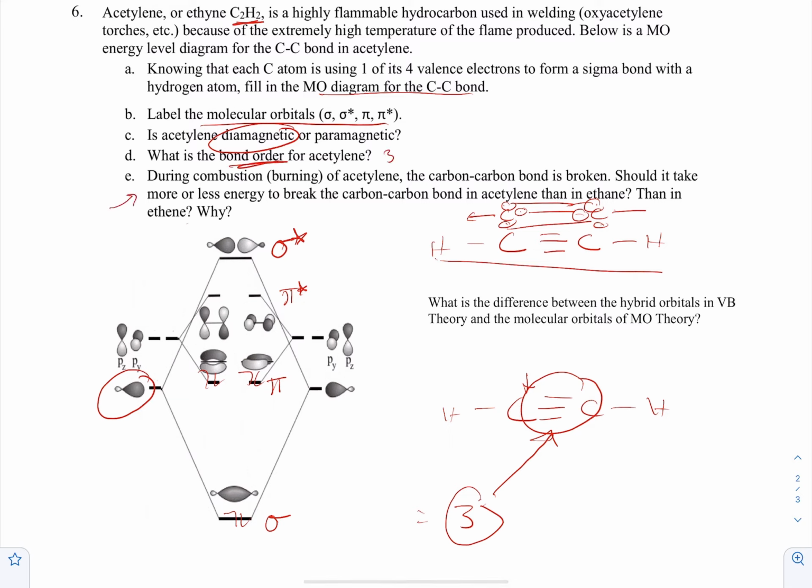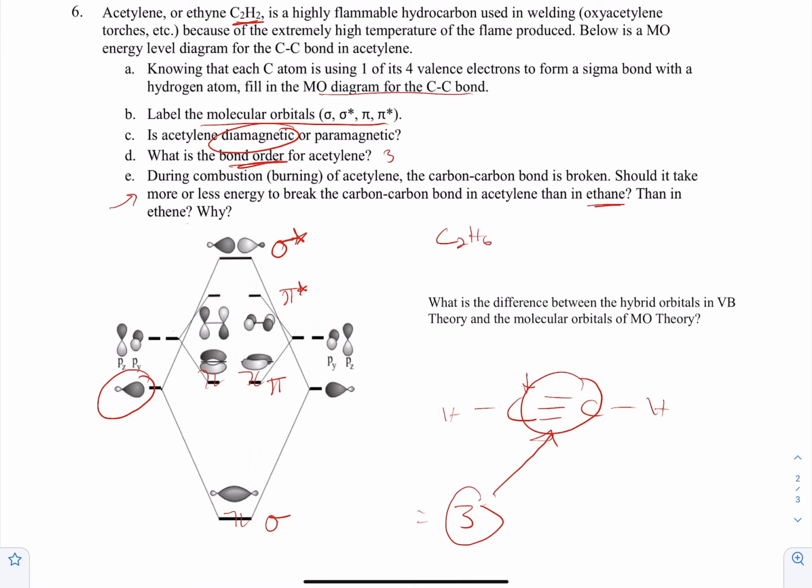And now E says, during the combustion of acetylene, the carbon-to-carbon bond is broken. Should it take more or less energy to break the carbon-to-carbon bond in acetylene than in ethane, or than in ethene? Okay, so earlier in Chem 105, they required Chem 105 students to know organic nomenclature. So you technically don't know what ethane is. Ethane is just C2H6, and then ethene would be C2H4.